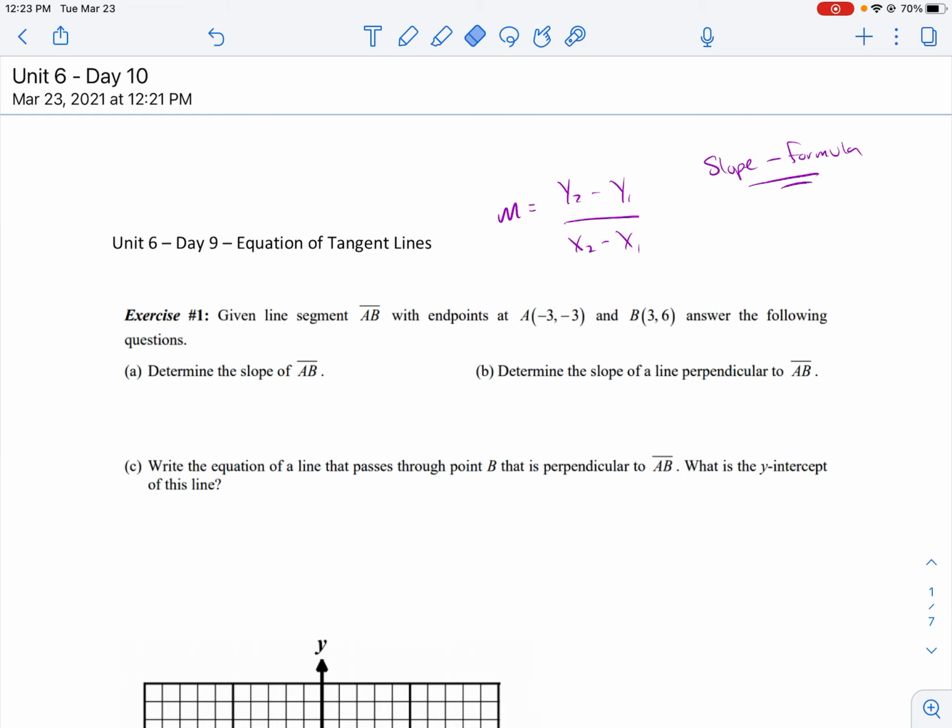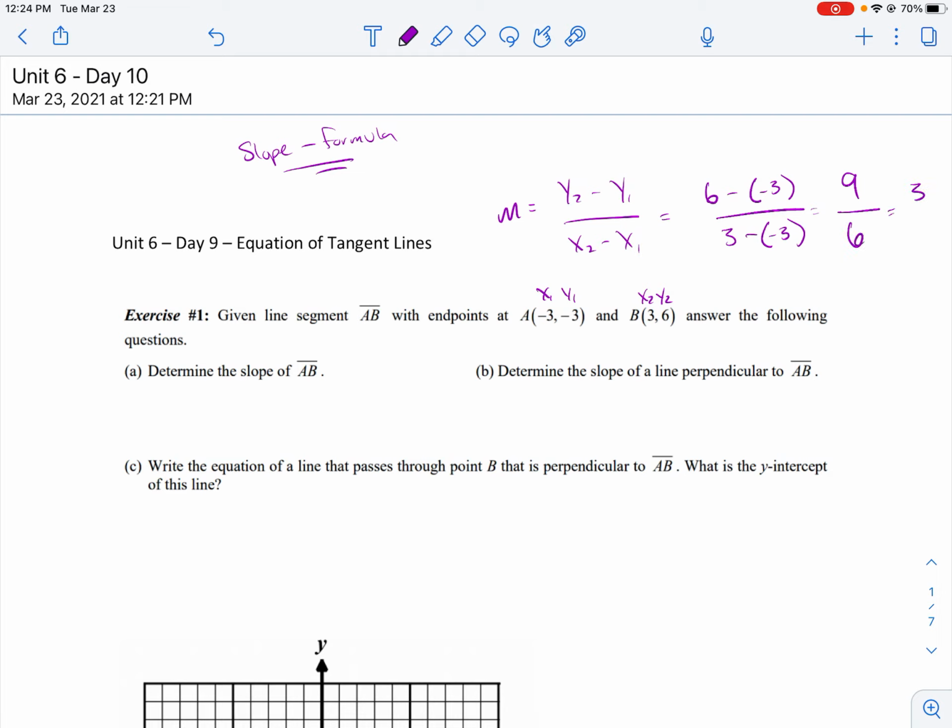I see 2 points here, so I'm going to label them x1, y1, x2, y2, and just plug those in. So 6 minus -3 all over 3 minus -3. This is going to be 9 over 6. Simplify that out, it's going to be 3/2.